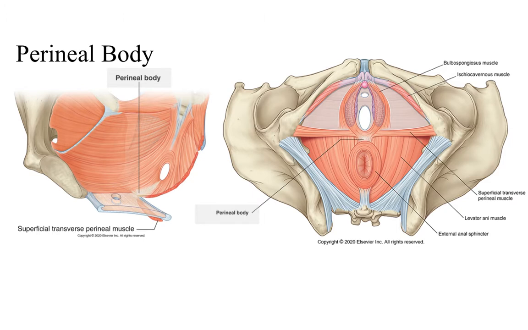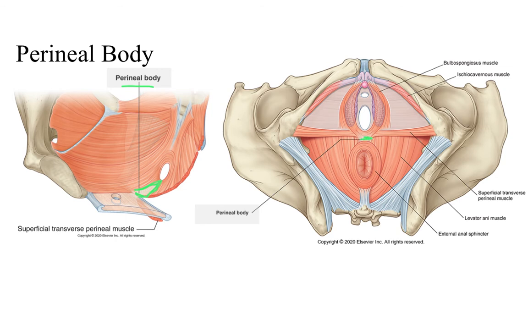And then on the posterior border of the perineal membrane, we have this triangular shaped piece of fibrous connective tissue, known as the perineal body. And notice that it goes from the posterior border of the perineal membrane to the anterior border of the opening for the rectum.